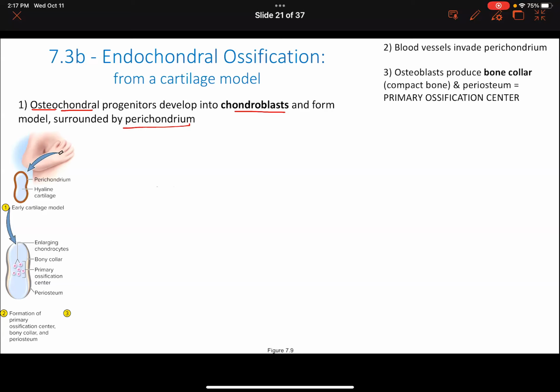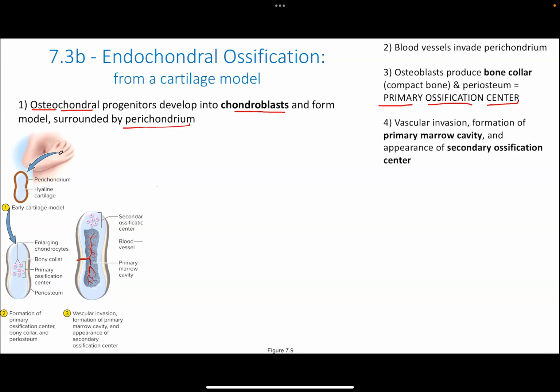And these osteoblasts then, with the nutrients from the invading blood vessels, are going to produce a bone collar of compact bone and periosteum around it. This region, once it's formed, is known as the primary ossification center. So this is the primary area where ossification begins in endochondral ossification.